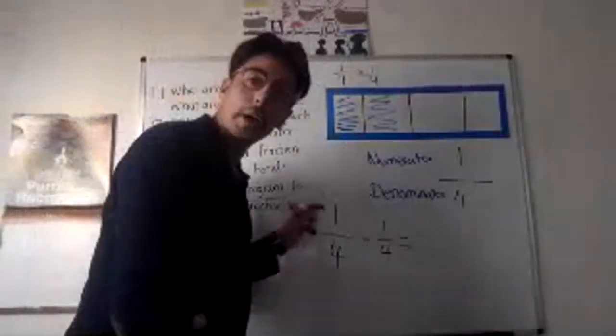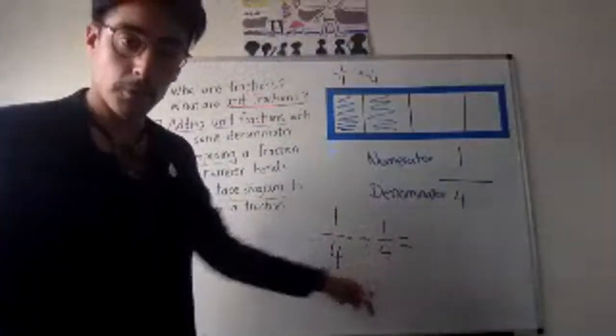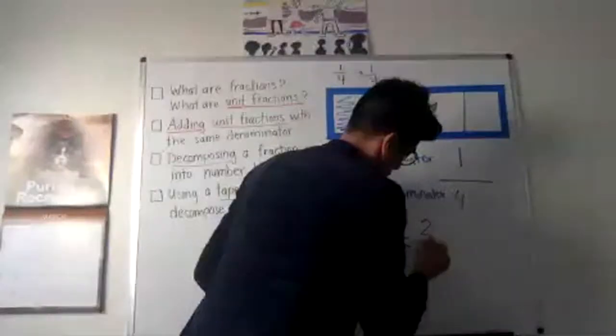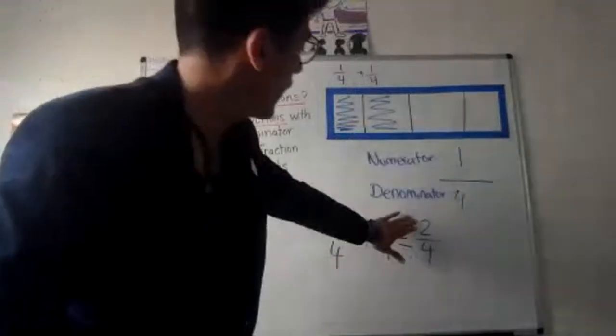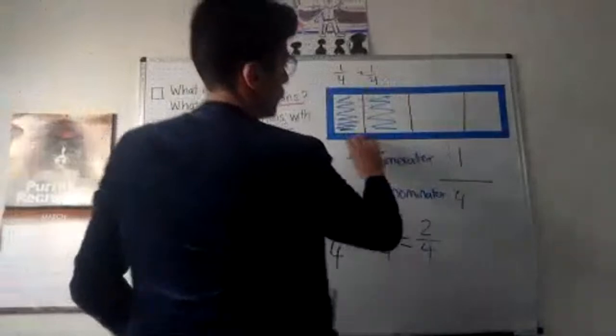Now, when I'm adding fractions with the same denominator, it's so easy to add them because those pieces are the same. Since they both have the same size pieces, all I'm thinking about is how many total pieces do I have? Now I have 1/4 plus 1/4 again. That means that I have 1, 2. I have 2/4. 2/4 right there. And that's easy because I can see that I have 2 out of the 4 pieces.